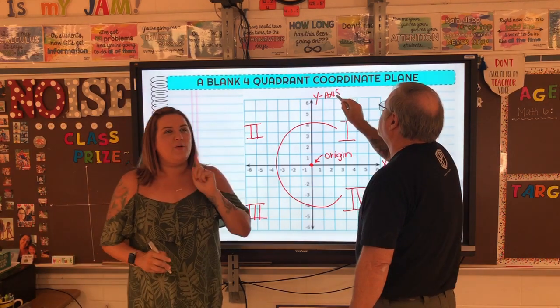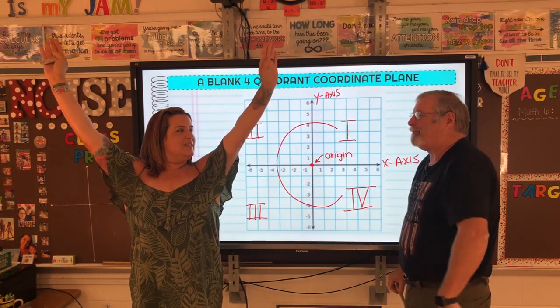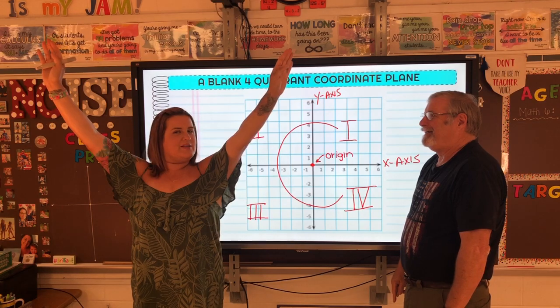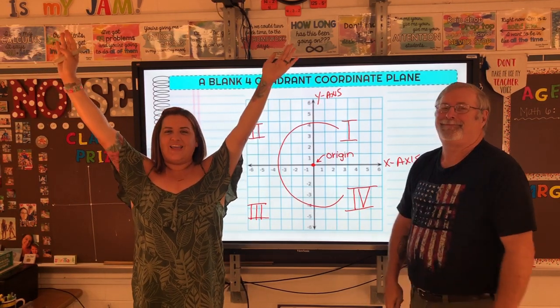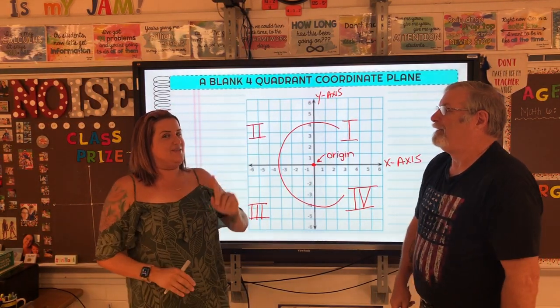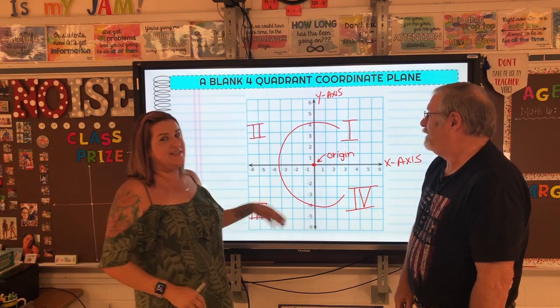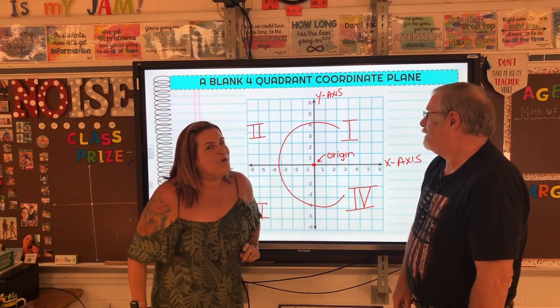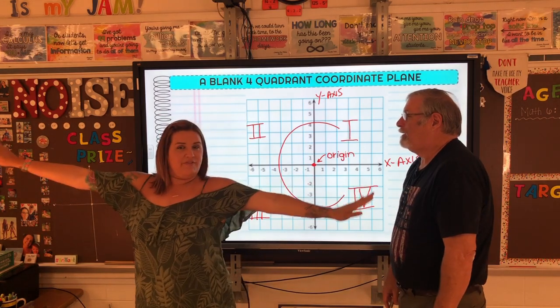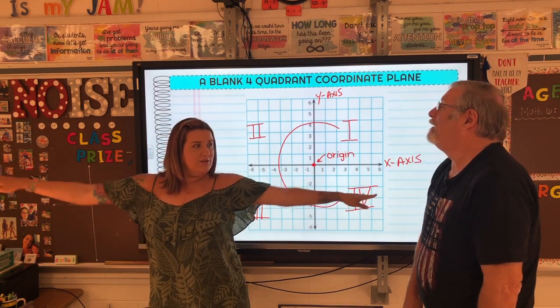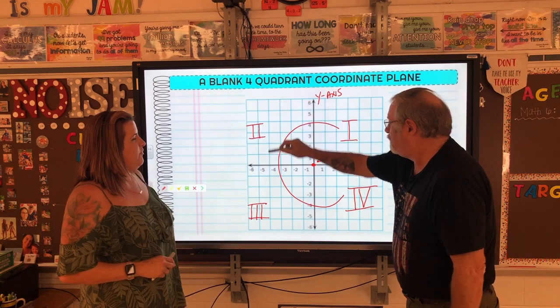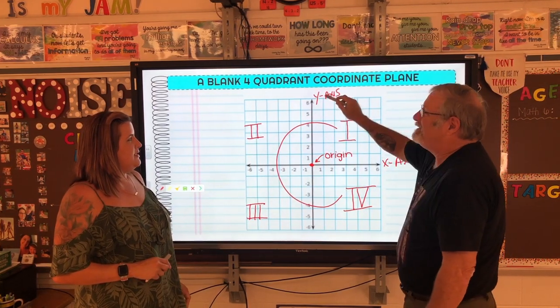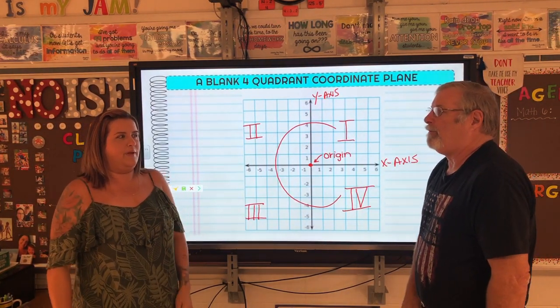And if we think about the letter Y, because it's long and lean, it goes up and down. So Y up and down, Y to the sky, or vertical. And then X, short and fat, horizontal. So we have 1, 2, 3, 4, 5, 6, 7 things that we already know about the coordinate plane.